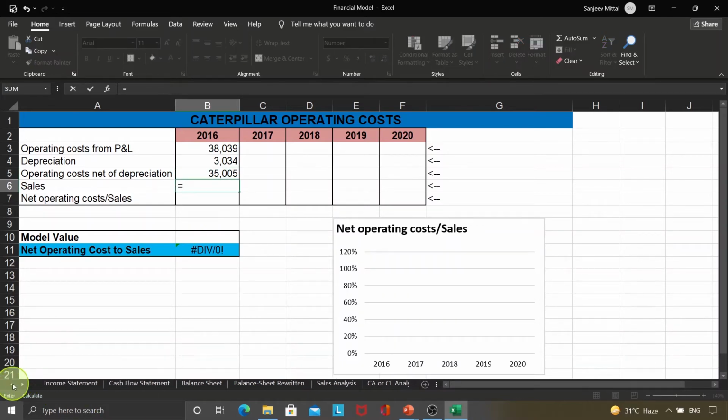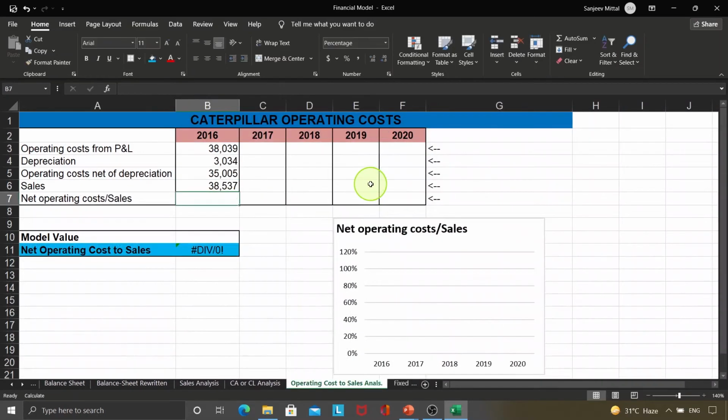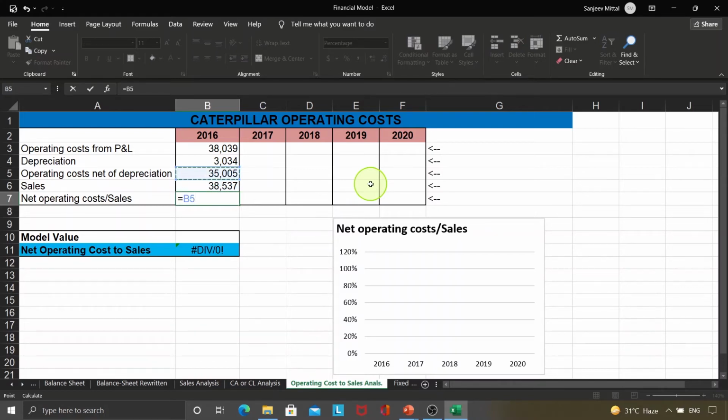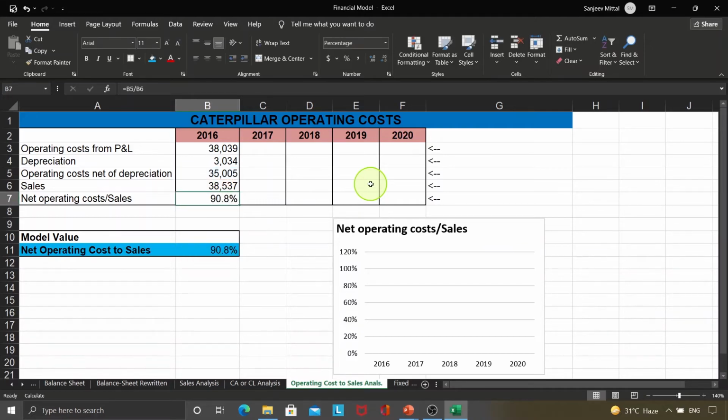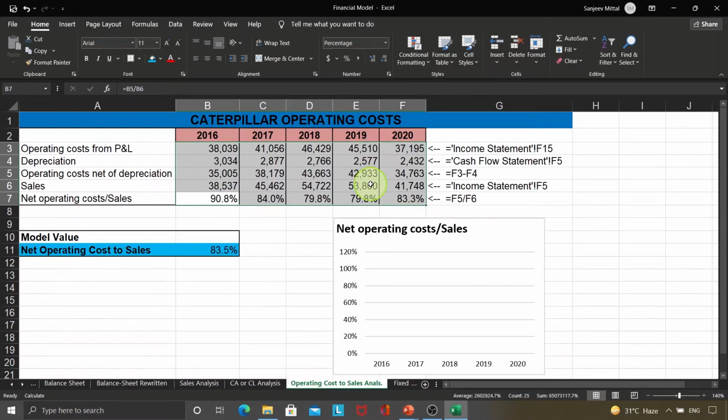And after that, we already know what is our sales. For getting our sales, we can again go to our income statement, and in the income statement, our total sales is 38,537, and if I press enter, we will get our sales. After that, we can simply find our net operating cost divided by our sales. We will get our net operating cost to sales ratio percentage. And the same pattern we shall apply to all the 5 years, and let's see what we get.